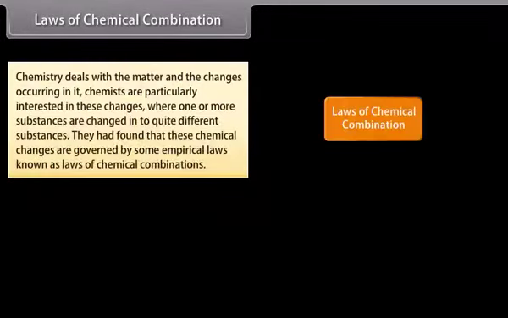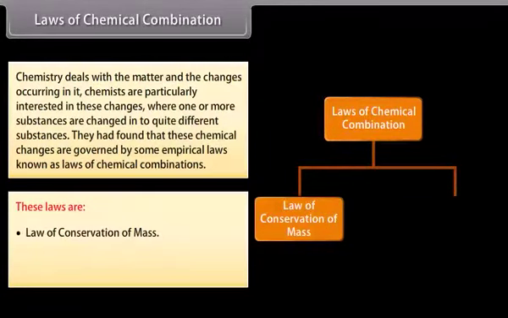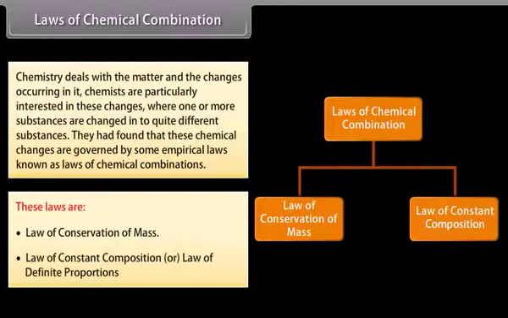Laws of chemical combination. Chemistry deals with matter and the changes occurring in it. Chemists are particularly interested in these changes where one or more substances are changed into quite different substances. They found that these chemical changes are governed by some empirical laws known as laws of chemical combination. These laws are the law of conservation of mass and the law of constant composition or law of definite proportion.